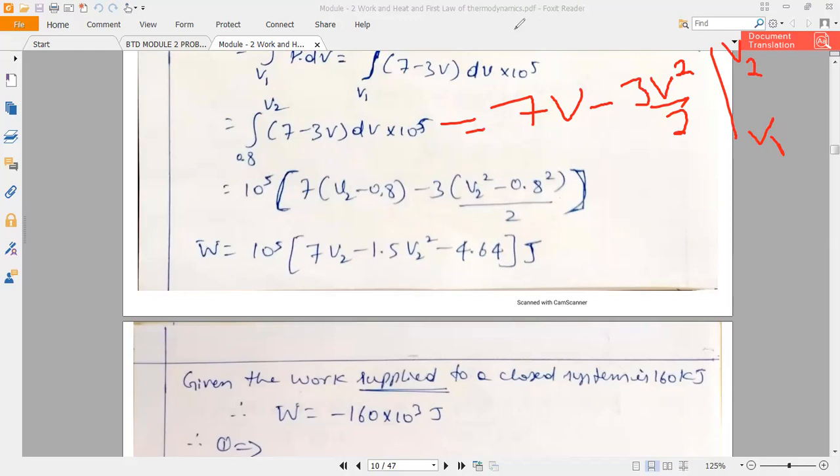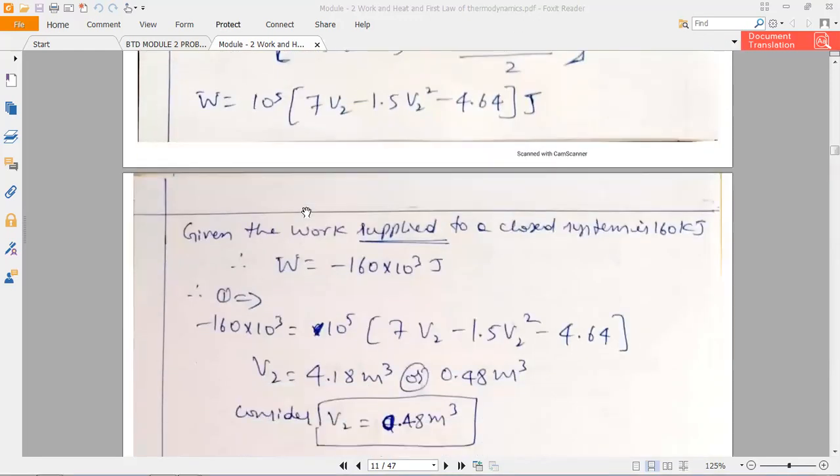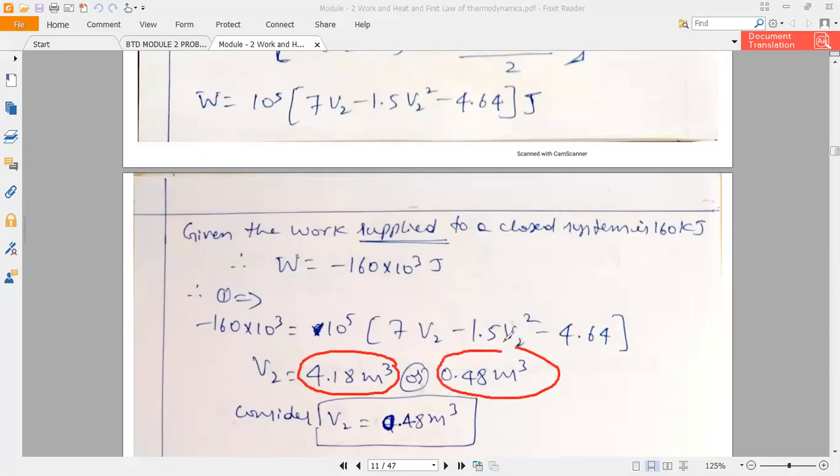You will obtain this step. Later, in the problem it is clearly given that work is applied to the system, so the sign is negative. Now you substitute the W value here. V2 is the unknown. Do the calculation. When doing the calculation, you will get two values for V2, 4.18 and 0.48.